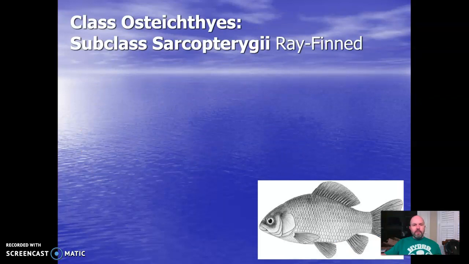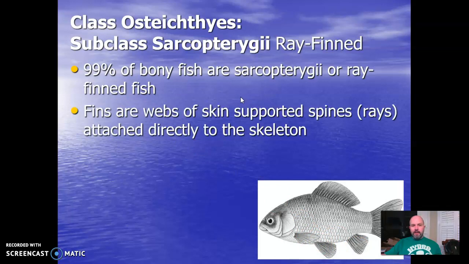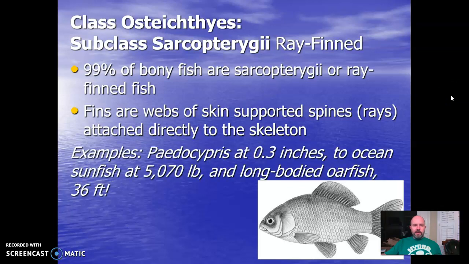So within the Osteichthyes, we've got two subclasses. The first is subclass Sarcopterygii, the ray-finned fish. They're called the ray-finned fish because you can see that their fins have nice little rays sticking out of them all the way around. 99% of bony fish are Sarcopterygians or ray-finned fish. The fins have webs of skin that support the spines. They're attached directly to the skeleton. So those are spines made of calcium carbonate that extend from the skeleton.